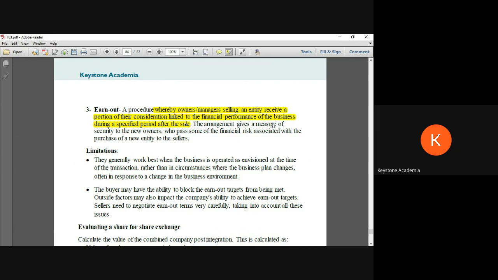The arrangement gives a measure of security to new owners, who pass some of the financial risk associated with the purchase of a new entity to the seller. This is just to lock up the key players. We will not pay the entire amount, because what if they resign once we acquire the company? Then there is no point of achieving the synergy.